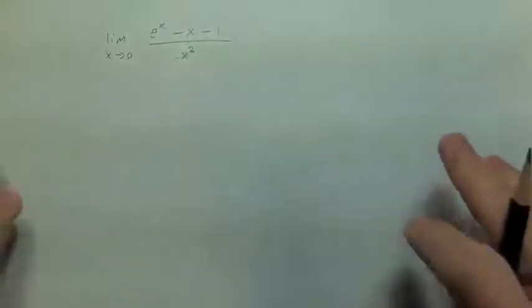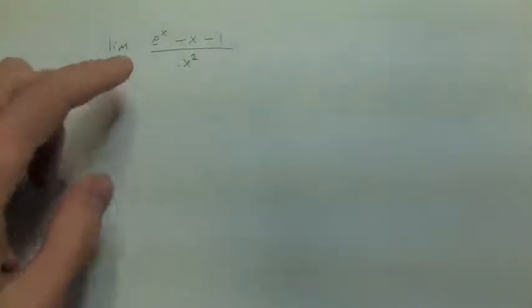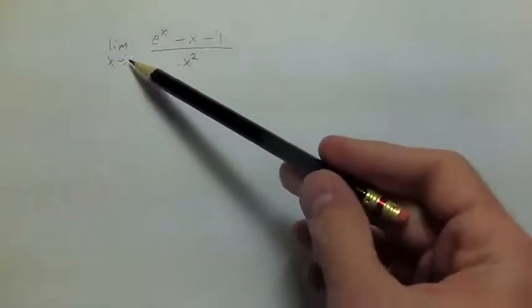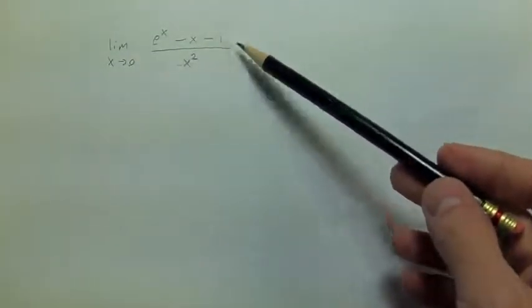Okay, so here's another example, a prime example of what L'Hopital's rule was developed for. Things like e to the x, where we can't factor anything out of this. We can't deal with this in any sort of normal way. We have to use L'Hopital's rule. And let's just double check to make sure that this is an indeterminate form. When you plug in 0, you get e to the 0, which is 1, minus 0 minus 1. So 1 minus 1, which is 0, over 0 squared. So this is a 0 over 0 case.